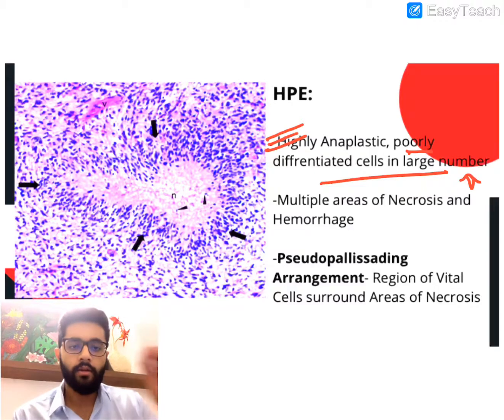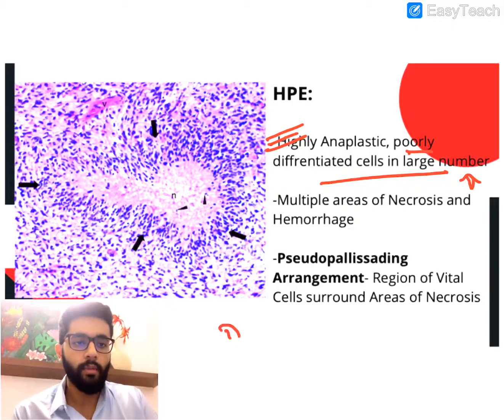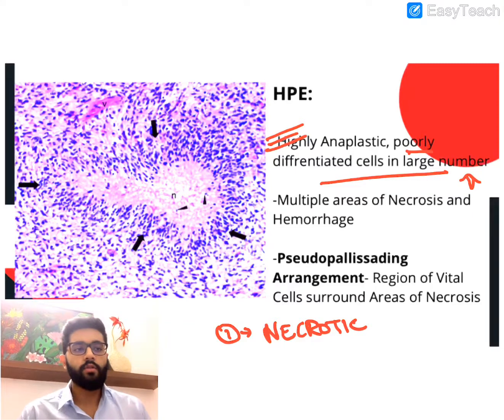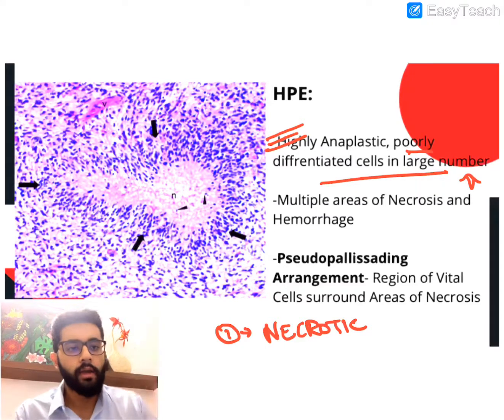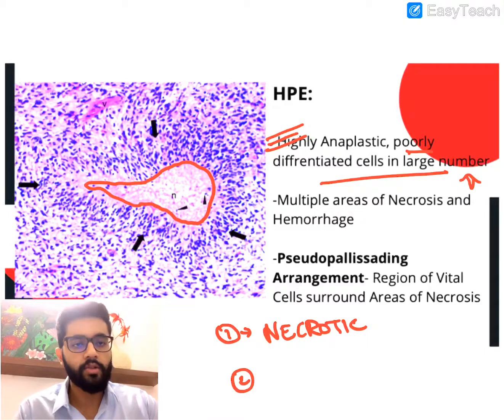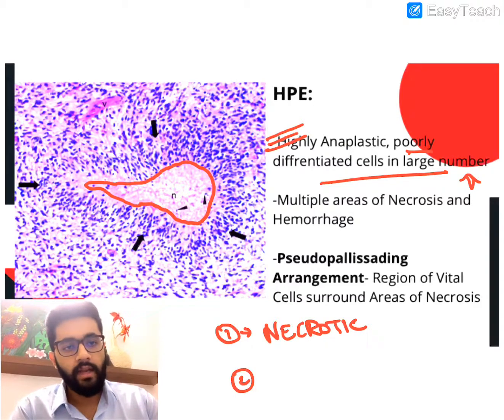The next 2 points are the most important, and you should remember them. The first of them is the easy point. There is a lot of necrosis. So multiple areas of hemorrhage and necrosis. You will see lots of areas of hemorrhage and necrosis in the tumor. It's a highly necrotic tumor. The next thing you should know is about the pseudo palisading arrangement. So what is this pseudo palisading arrangement? Let's look at the picture. Here I'm outlining it. You see this pinkish area with a lot of vacuolated region. That is the area of necrosis.